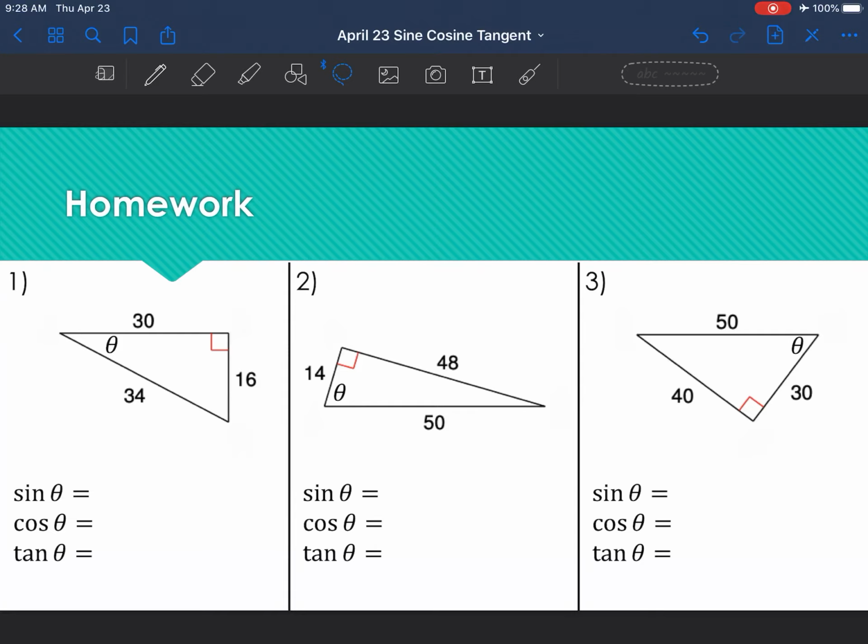All right, so here's your homework. You're finding the 3 trig ratios, sine, cosine, and tangent, for all 3 of these triangles. Like I said, I'd recommend labeling them first and then figuring out the 3 trig ratios.